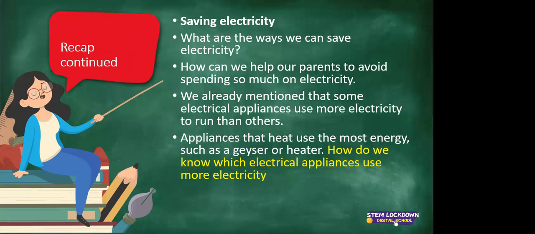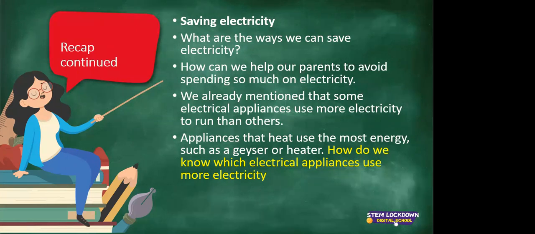energy. The second question says, how can we help our parents to avoid spending so much on electricity? We mentioned that already. Switch off the TV when you're not using it. Don't plug in unnecessary things, to avoid our parents having to buy so much electricity. We already mentioned that some electrical appliances use more electricity to run than others. So clearly a TV set pulls more energy than a cell phone charger. That's why we need to be very careful in terms of what we are plugging in.